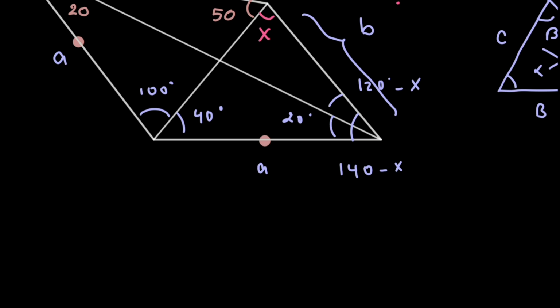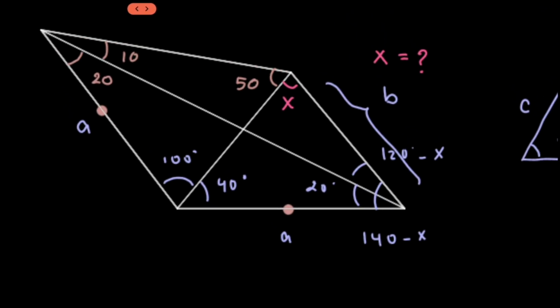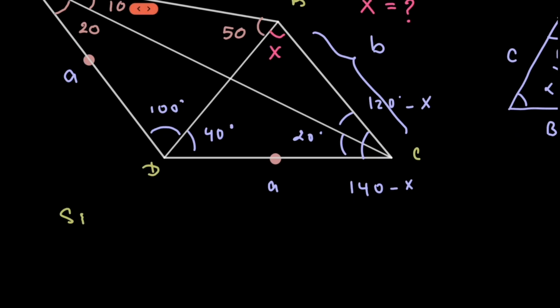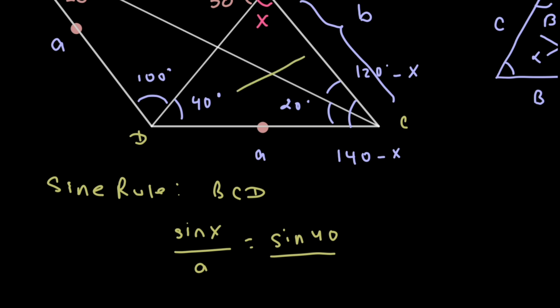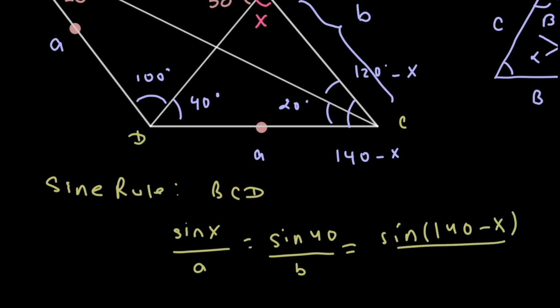Okay, so now let us apply the sine rule in this triangle. So it would be better if I label this diagram. So let these be points A, B, C and D. So first of all we are going to apply the sine rule in the triangle BCD that is present over there. So in this triangle, by applying the sine rule, we will get sine of x degrees upon its opposite side, that has been taken as a, this thing would be equal to sine of 40 degrees upon its opposite side, that has been taken as b, and this thing would be equal to sine of 140 degrees minus x upon its opposite side, that is ultimately BD.